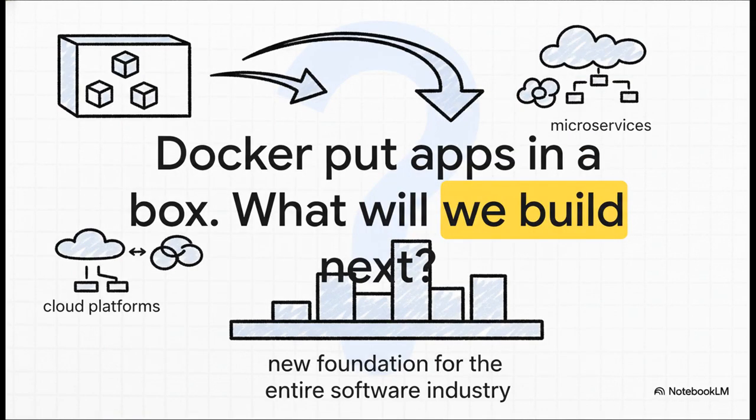By putting software into a standard box, Docker didn't just fix an old annoyance. It completely unlocked a new way of building things. It became the engine for the entire cloud-native revolution, powering the massive systems and complex ops that run our digital world. It laid a whole new foundation for the industry. And it leaves us with just one question. Now that we have this incredible power, what will we build with it next?